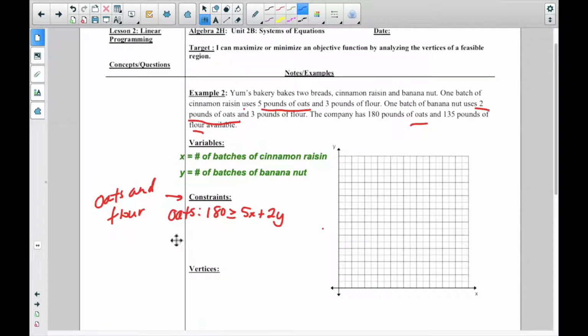The other constraint is the flour, so we're going to do something similar, and read through and find out where it says flour. It says 3 pounds of flour for cinnamon raisin, also 3 pounds of flour for banana nut. And the constraint is that it has to be less than or equal to 135 pounds altogether. So these are our constraints. These are what we go ahead and graph.